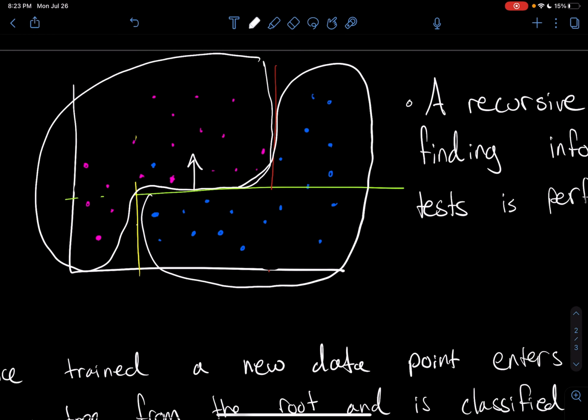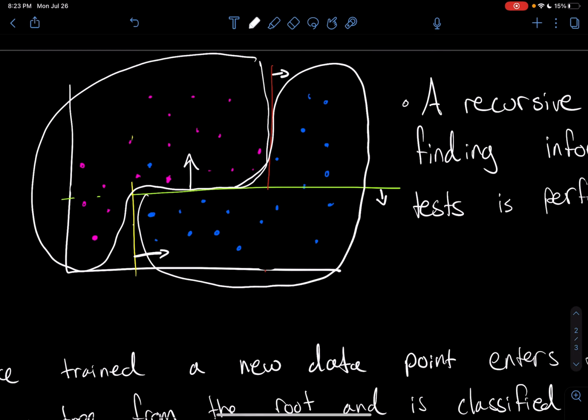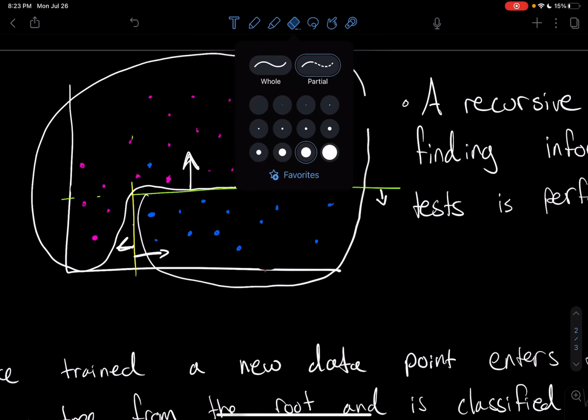So everything that is below the green line, to the right of the red line, and also to the right of the yellow line is a blue class. And everything above the green line, to the left of the red line and to the left of the yellow line is going to be the pink class. Right? And that's how our decision tree will learn.